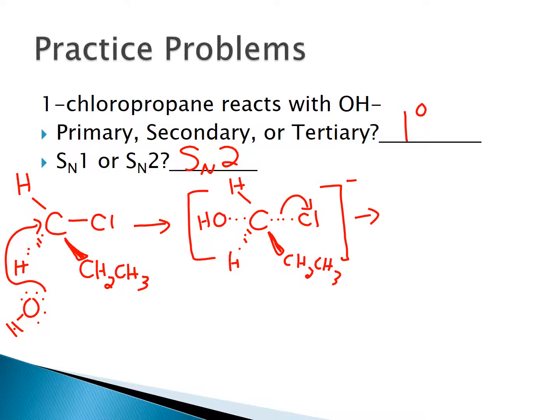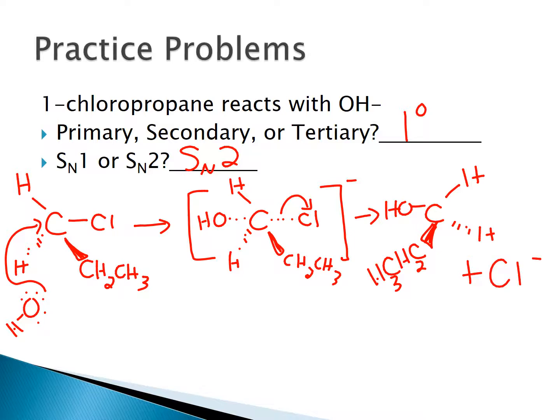The leaving group is going to leave, and remember, I'm going to have that inversion of position. It's going to be just like an umbrella turned inside out. Now when I draw this, it's going to look a little bit strange. It's almost like I'm writing it backwards, and that's because I need to show that the carbons are actually connected to that bond. And again, I generated a chloride ion as a product.